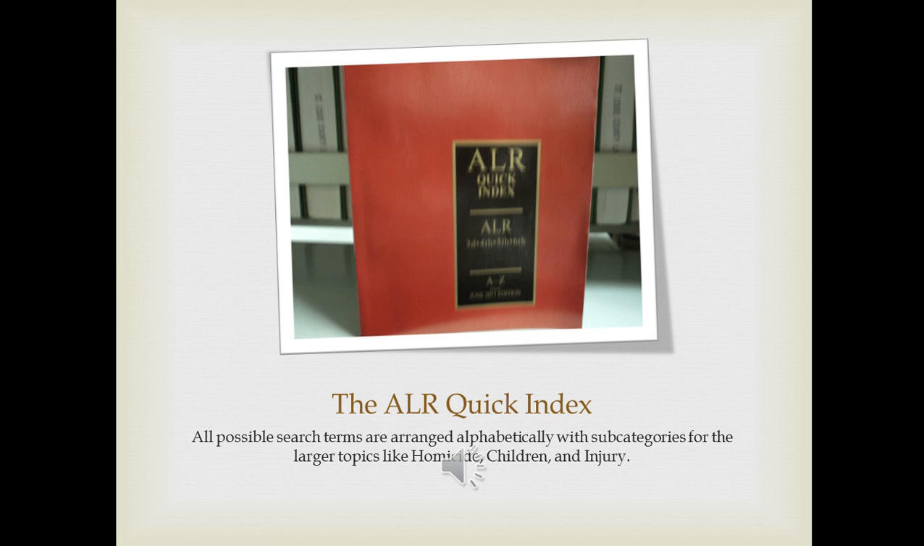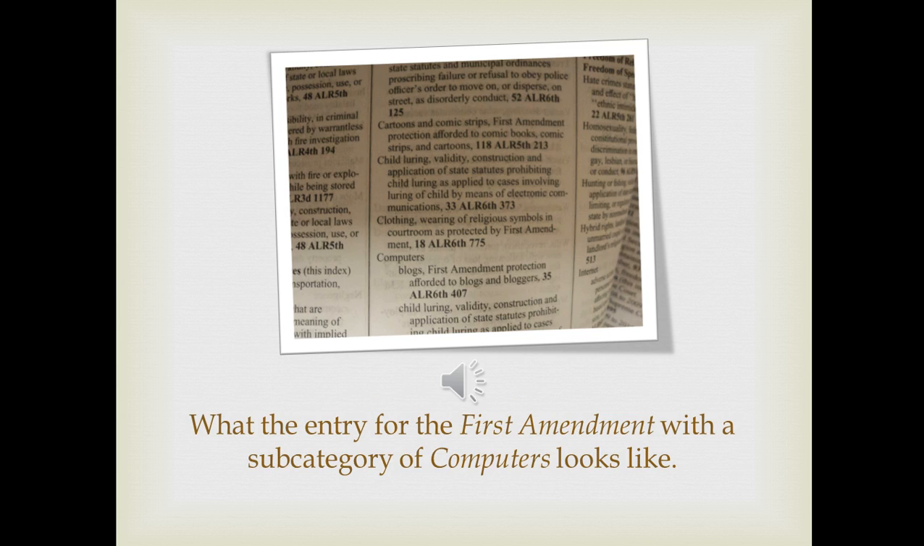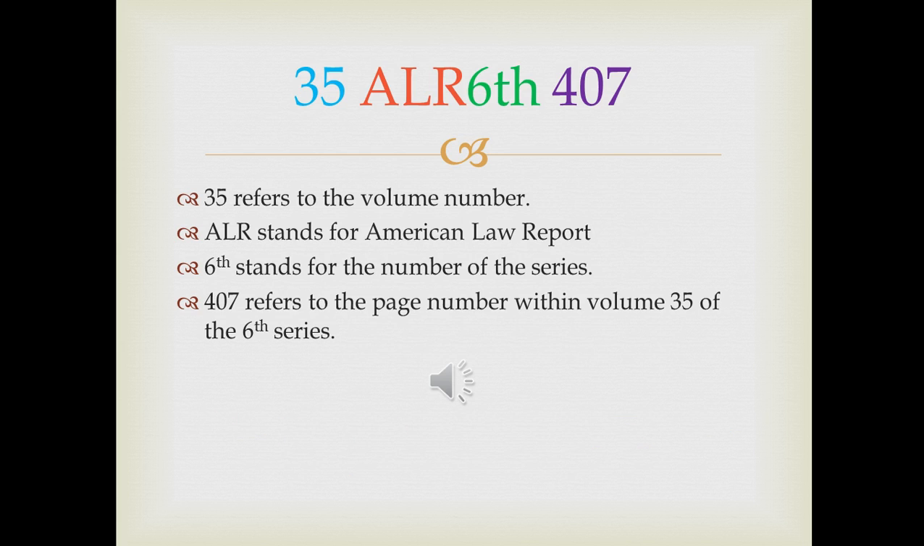This is what the Quick Index book looks like. All possible search terms are arranged alphabetically with subcategories for larger topics like homicide and children within this book. This is what our entry about bloggers in the First Amendment looks like. Note the boldface subtext. The boldface text represents a map to find your annotation.